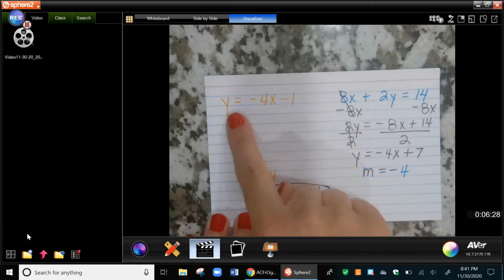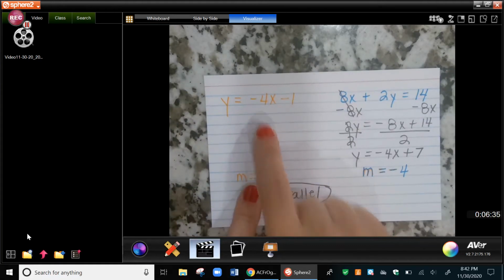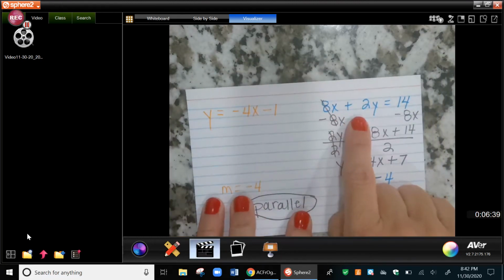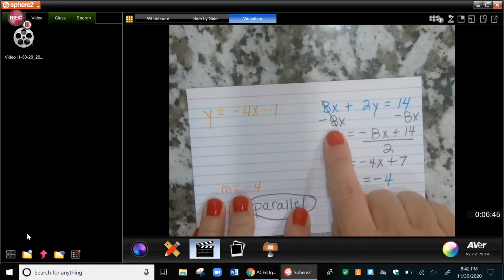Now, the first equation, y equals negative 4x, plain and simple. The number in front of x is negative 4, so there's our slope. But when we're looking at 8x plus 2y equals 14, we have to change that standard form to slope-intercept. Always start by moving the x. That's always the first step when we're going from standard to slope-intercept.